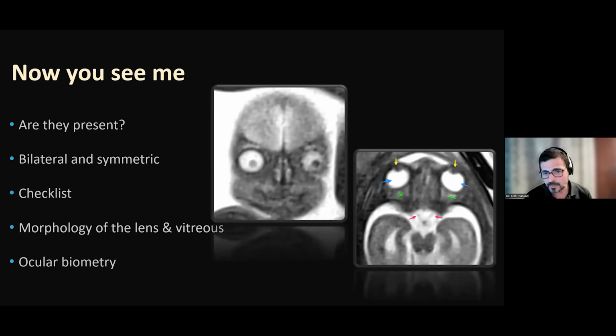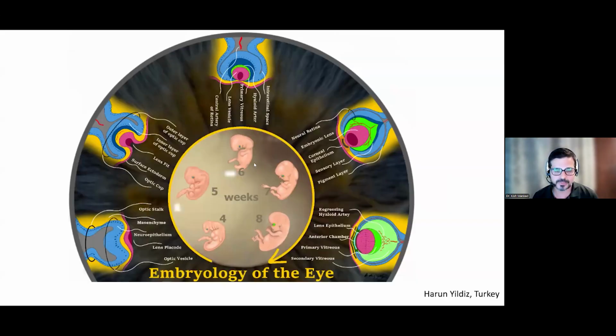Then, when you have the bits and pieces, follow a very simple process: look at the lens and the vitreous, and there is some basic biometry that will help you establish whether this is hypo- or hypertelorism to start with, which has a small list of differentials attached to it.